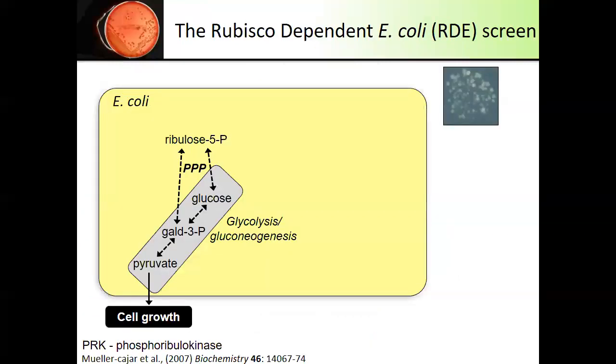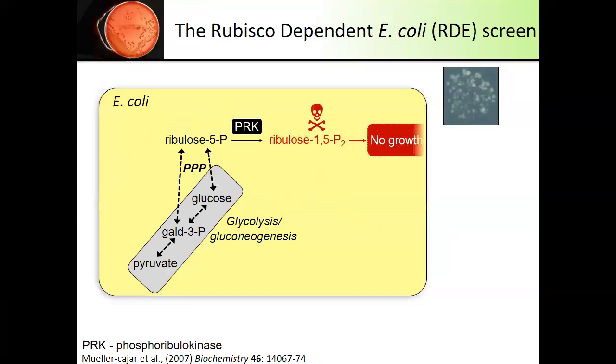The original systems, which a number of groups have used, there's one in Georgia, there's a couple in China, involve hacking into the metabolic pathway of E. coli, because you get the production of ribulose 5-phosphate through the pentose phosphate pathway. If you introduce the enzyme phosphoribulokinase, it catalyzes the formation of ribulose 1,5-bisphosphate. Now that's actually toxic to E. coli. How? We don't know.